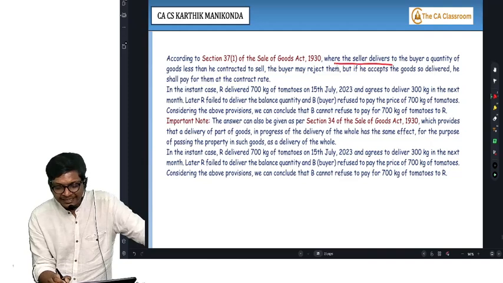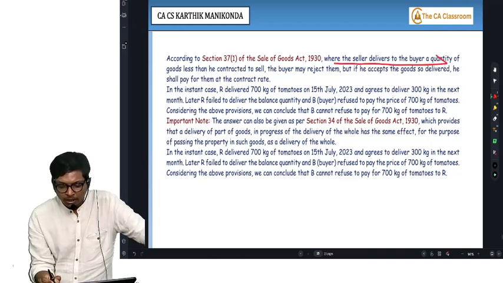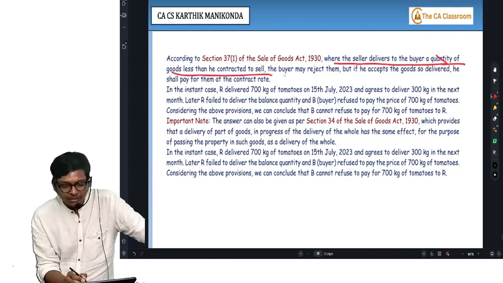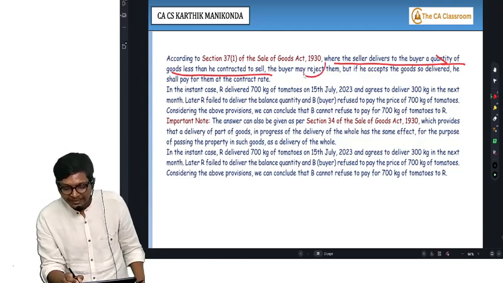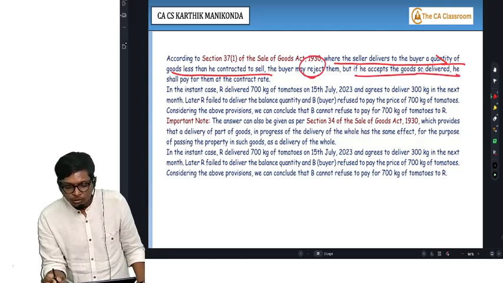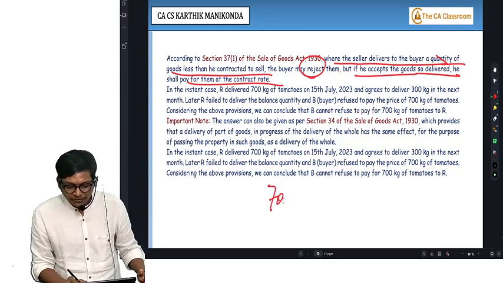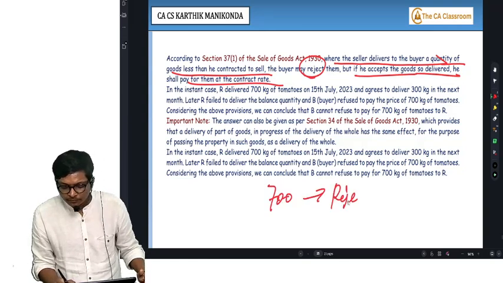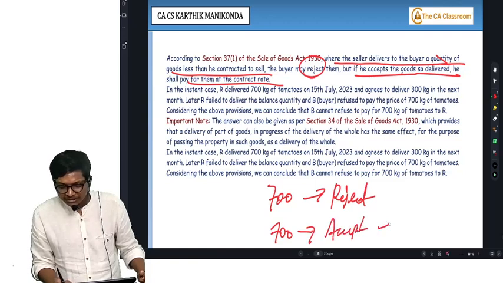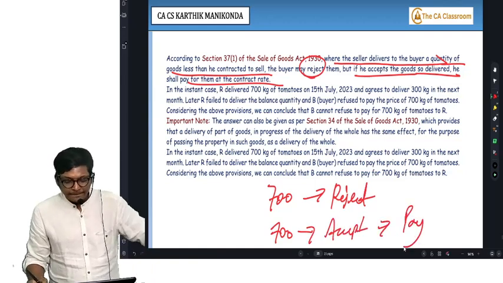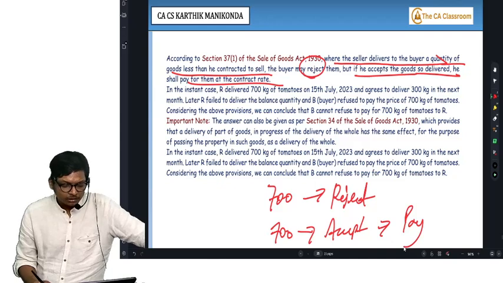Where the seller delivers the goods, part delivery, quantity less than he contracted, in the part delivery concept, he may reject, but if he accepts the goods so delivered, he has to pay for the contracted price. So here you have two options. Of the 700, you can reject or you can accept 700. If you accept 700, you have to pay for it. Are you following, guys? Okay.